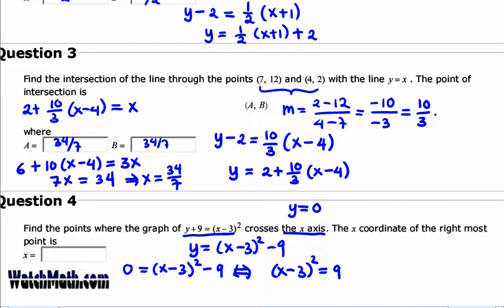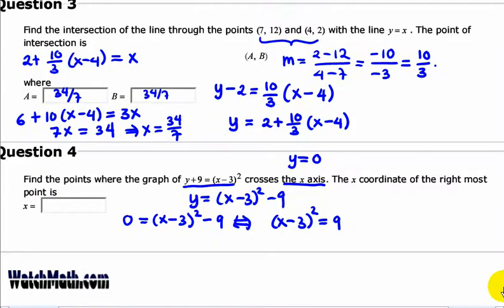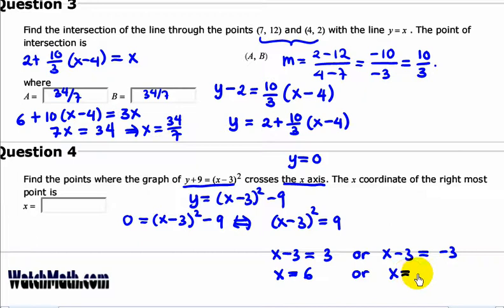Okay. Since x minus 3 is a number that when we square it we get 9, there are two options. Either x minus 3 equals 3 or x minus 3 is equal to negative 3. Why is that? Because these two numbers are the numbers that whenever we square them we get 9. So from this we conclude that x is equal to 6 or x is equal to 0.